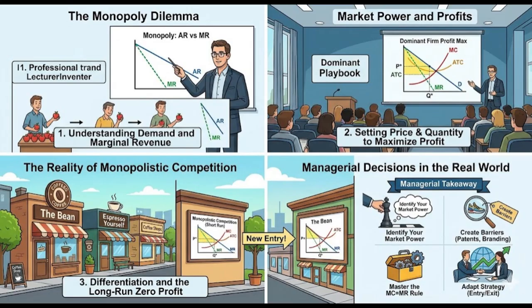By the time we finish this discussion, you should have enough knowledge to, first, understand how a monopoly's demand relates to marginal revenue. Second, explain how firms decide price and quantity to maximize profit. Third, compare dominant firms and monopolistic competition. And finally, fourth, apply these concepts to real business decisions. Let's continue with our discussion.